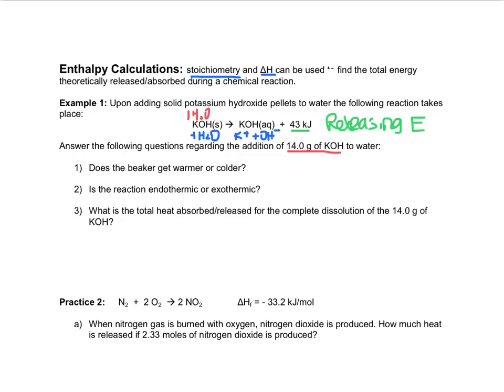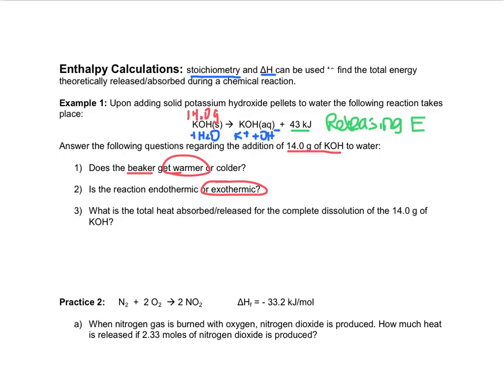It's telling me I have 14.0 grams of KOH. First, is the beaker going to get warmer or colder? Well, if energy is being released, the beaker is my surroundings, so overall it should get warmer. That should be pretty easy, right? Is the reaction endo or exothermic? If my surroundings are getting warmer, then the reaction released energy, and so that would be exothermic.